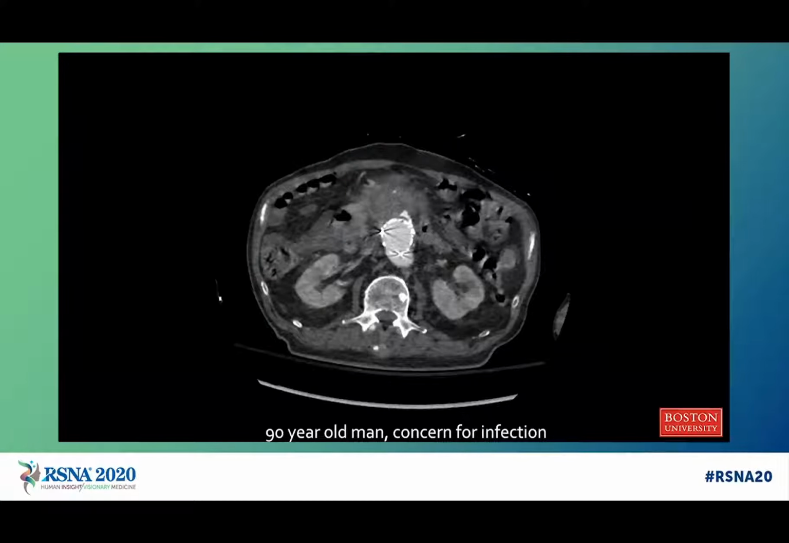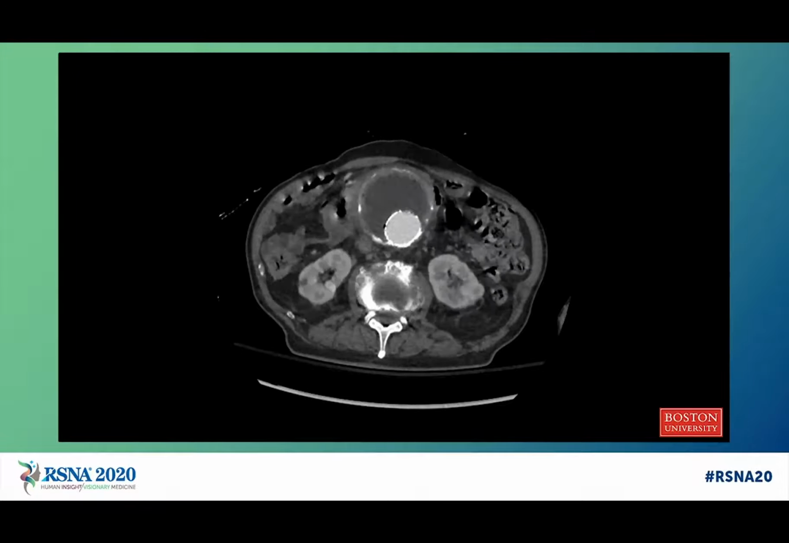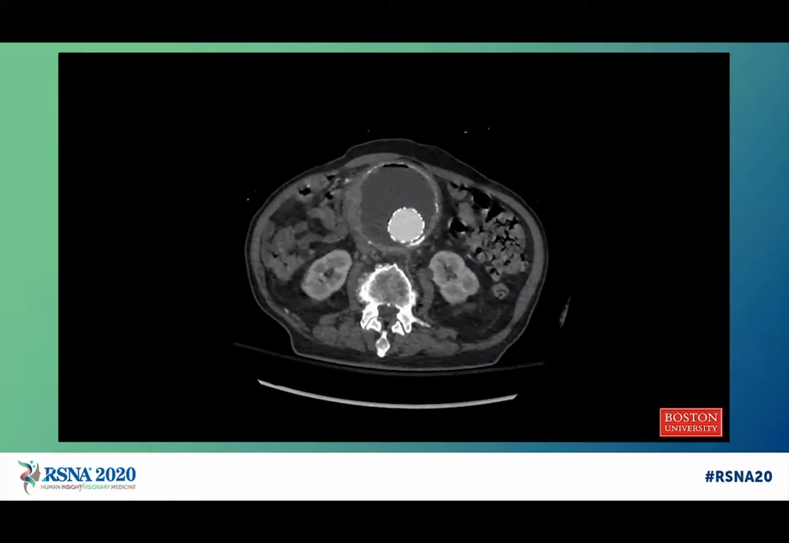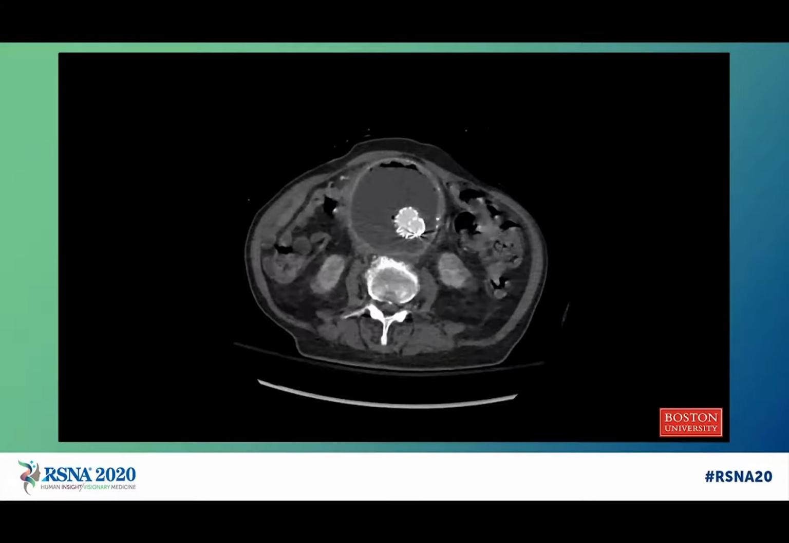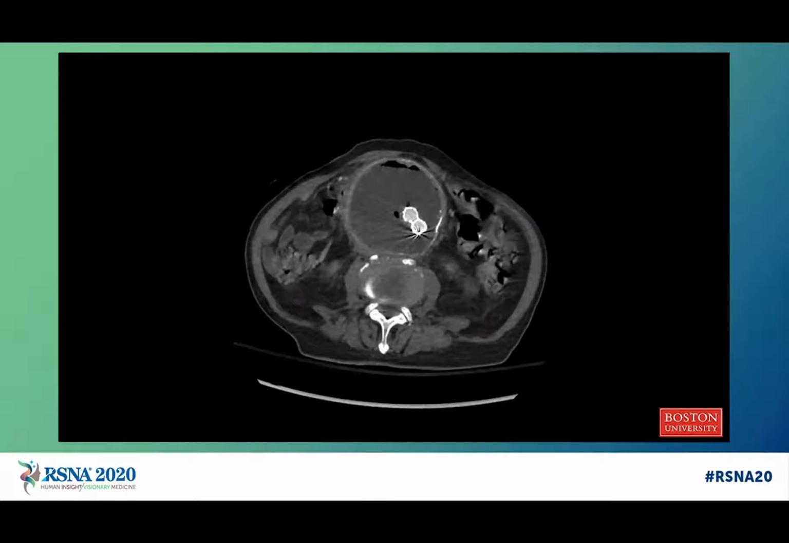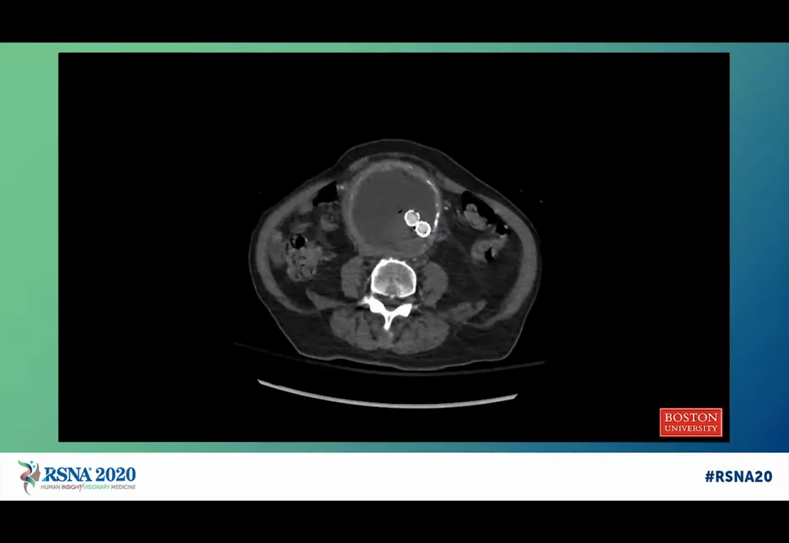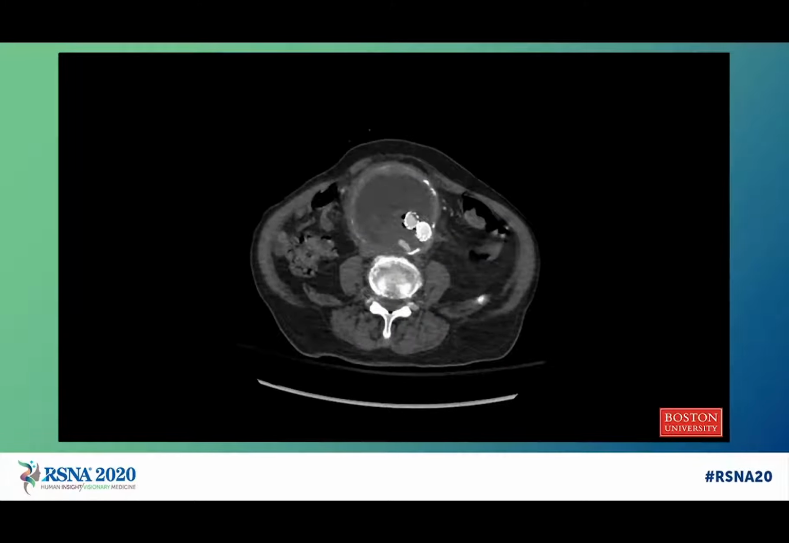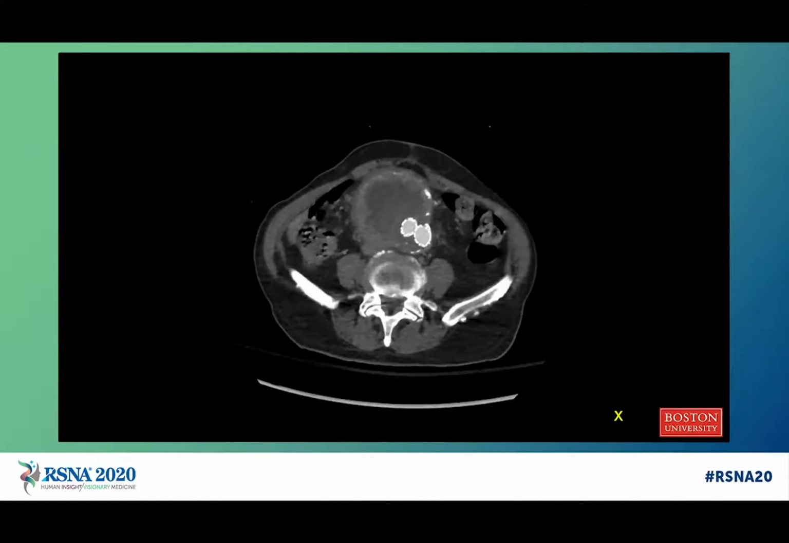The next case is a 90-year-old man, and the clinicians were concerned for infection. He underwent CTA, and we encounter an aortobiliac stent graft within the aneurysm sac. There's also air within the aneurysm sac, a very concerning finding. Along the posterior aspect of the aneurysm sac is a type 2 endoleak.